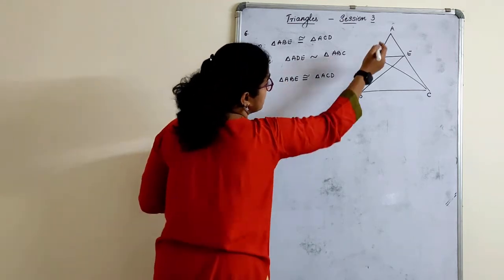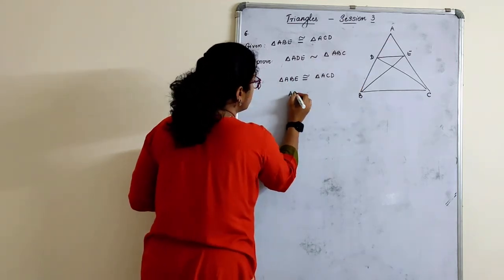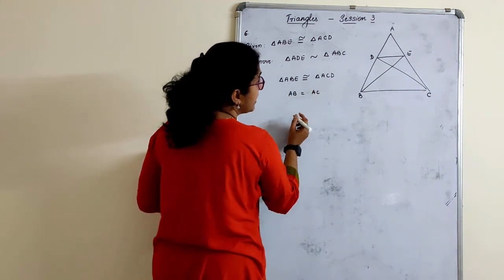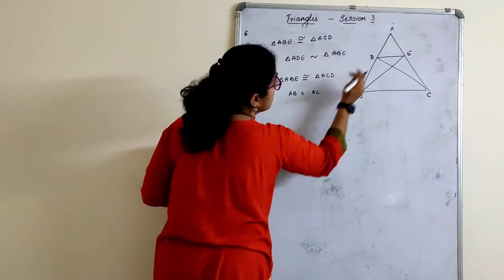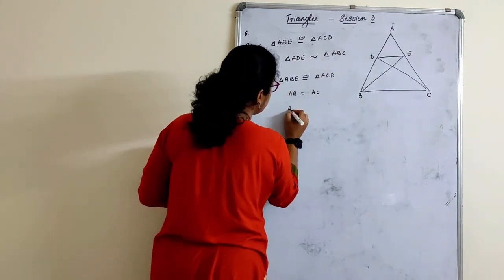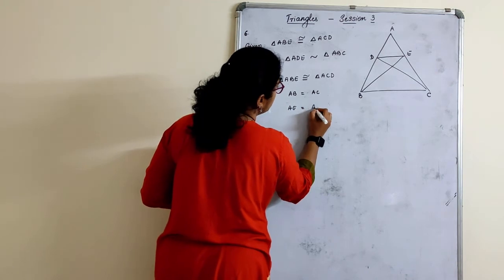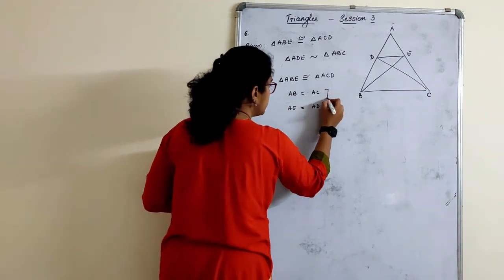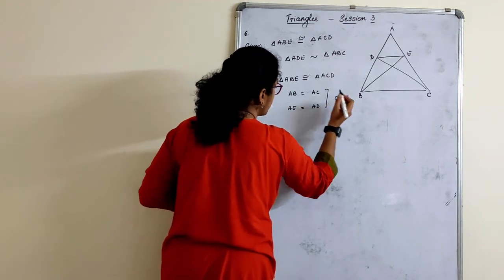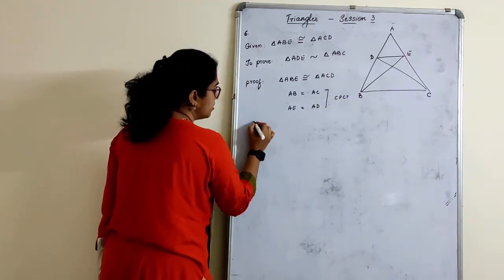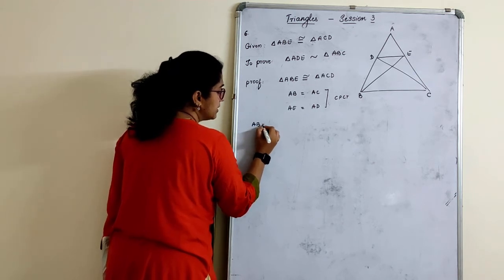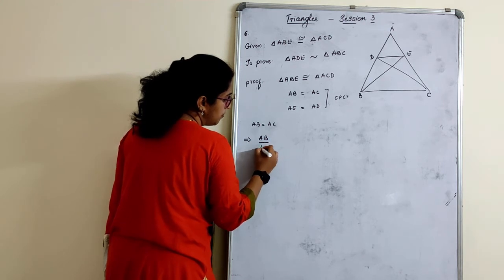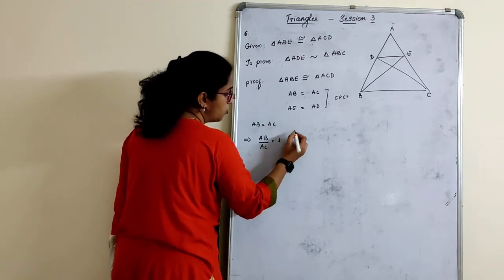So AB and AC, which will come? I can say that AB is equal to AC. Then in this ABE part, AE is equal to AD. Along with that, the third side is also there, but it is not required. Those are the CPCT parts, right? Next, AB is equal to AC. This implies AB upon AC is equal to 1.